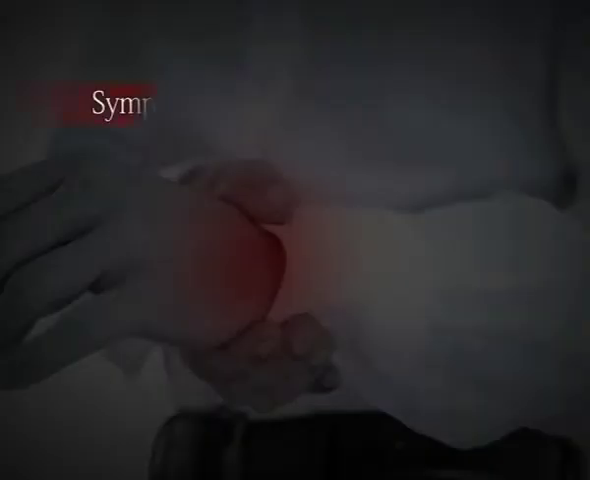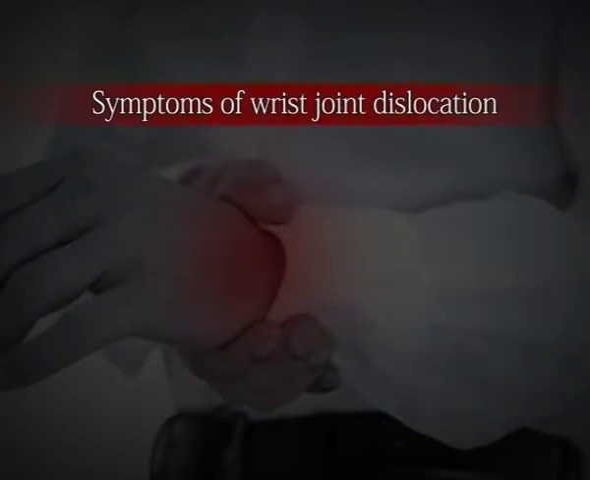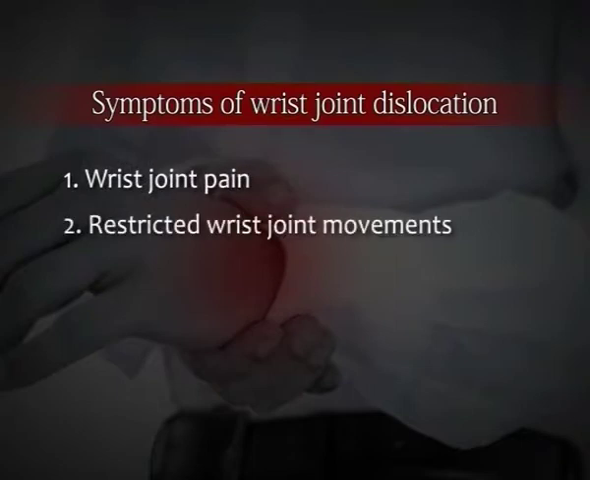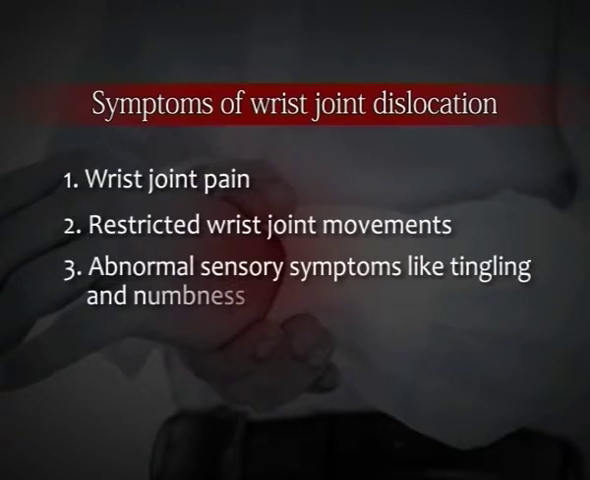After this, we have symptoms of wrist joint dislocation. Some of the symptoms of wrist joint dislocation are as follows. Number 1, wrist joint pain. Number 2, restricted wrist joint movement. Number 3, abnormal sensory symptoms like tingling and numbness.